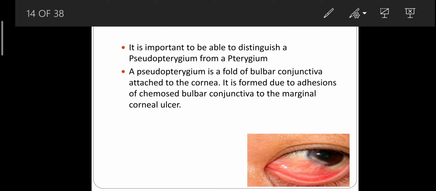So here you can see a pseudopterygium. See, this is not a typical site. It's not on the nasal or temporal side. It's on the inferior side. Another thing is you won't be able to appreciate much of this rod test and all.